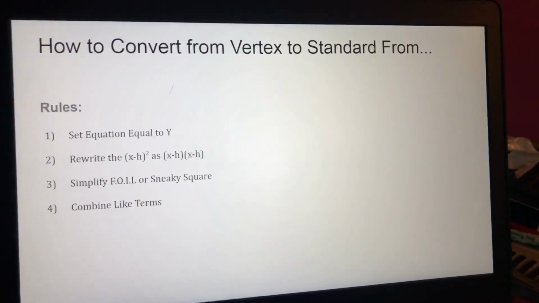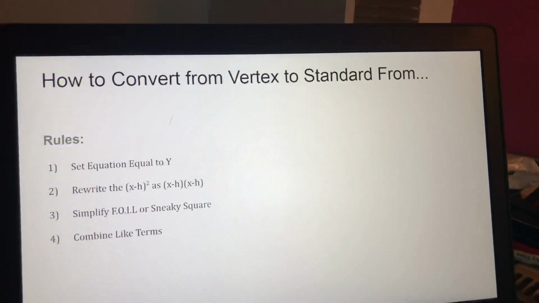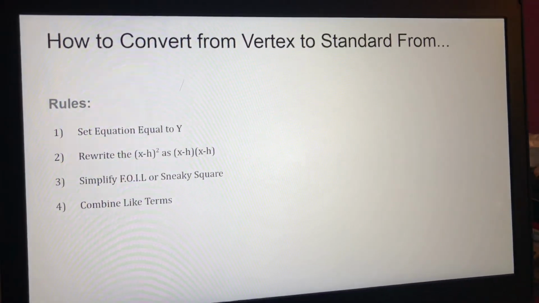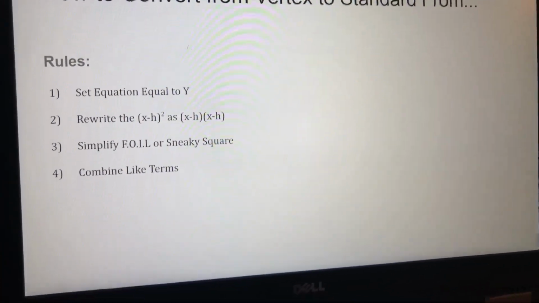Hello everyone! Today we are going to learn how to convert from Vertex form to standard form. Miss Catalano will also learn how to not overshare pointless information.